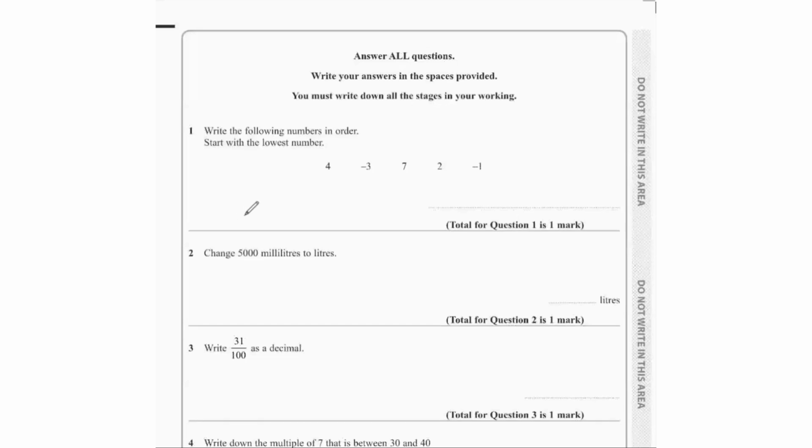First question says, write the following numbers in order. Start with the lowest number. So lowest number over here is -3. Then we have -1, then 2, 4, and 7.